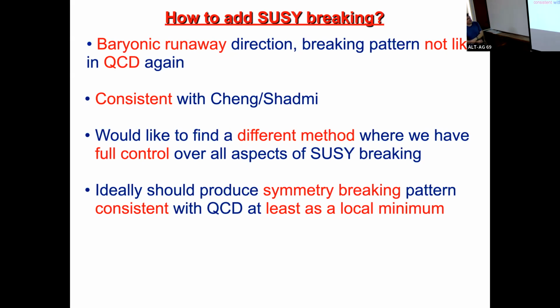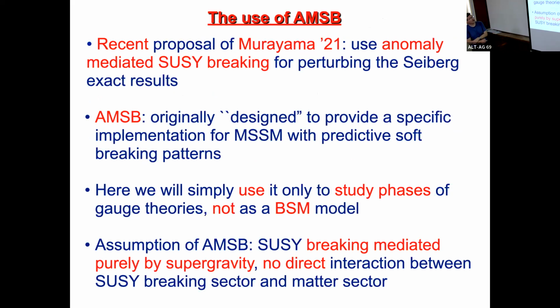So what we would like to do is have a method where essentially all aspects of SUSY breaking are under control. And I don't mean that I can take the SUSY breaking to be very large, but at least you know what exactly the mapping from the electric to the magnetic theory is. All aspects of that are going to be under control. Okay, and then the question is, are we going to get some symmetry breaking pattern similar to QCD or not? Yes. So this is what Hitoshi started to really push through. So we are going to be using anomaly mediated supersymmetry breaking for perturbing the Seiberg dualities.